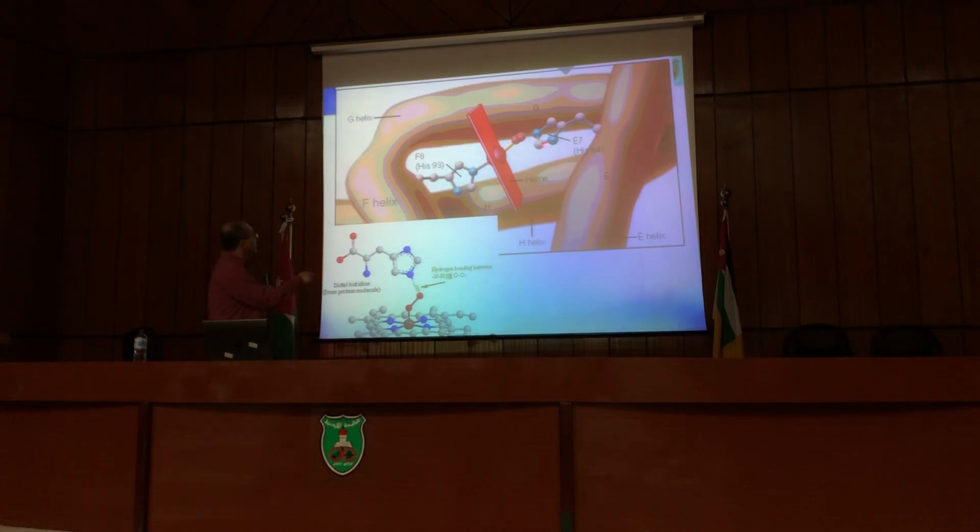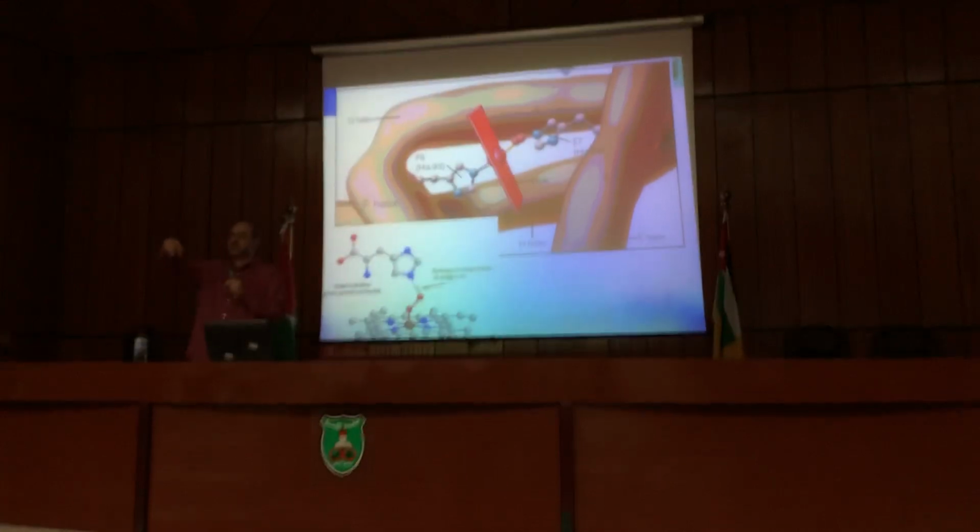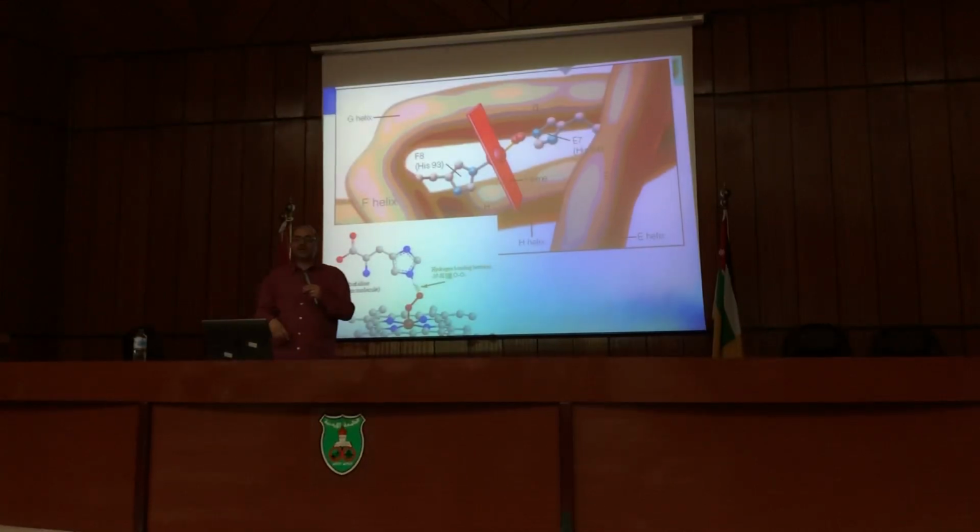Now, the distal histidine, its function is to act as a gate. So it acts like a gate. What it does is that it opens up, allowing oxygen to go in and bind to iron, or it closes off the entry of any other molecules to inside the myoglobin molecule.